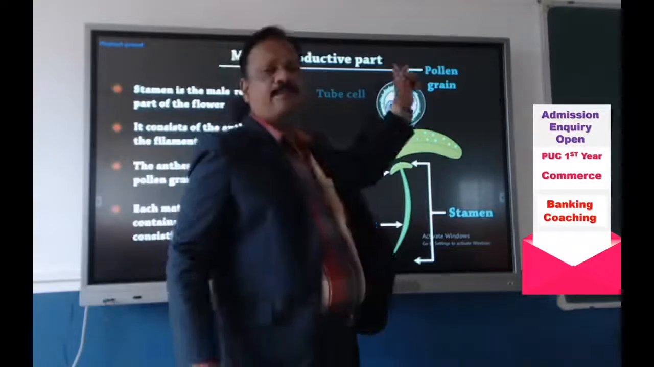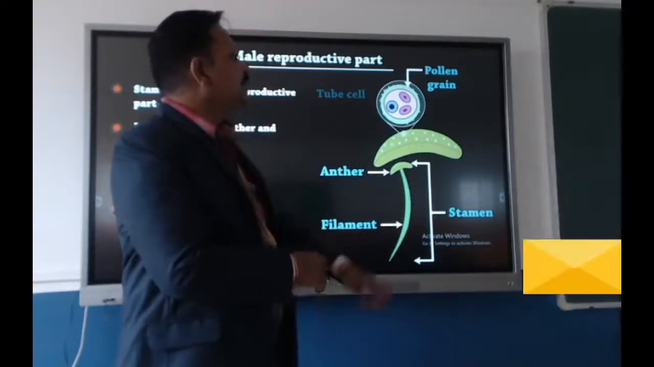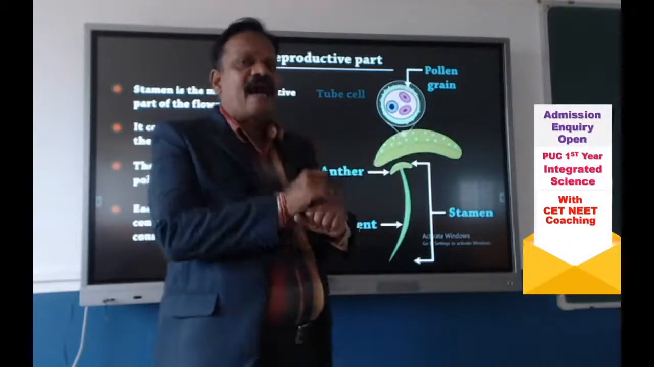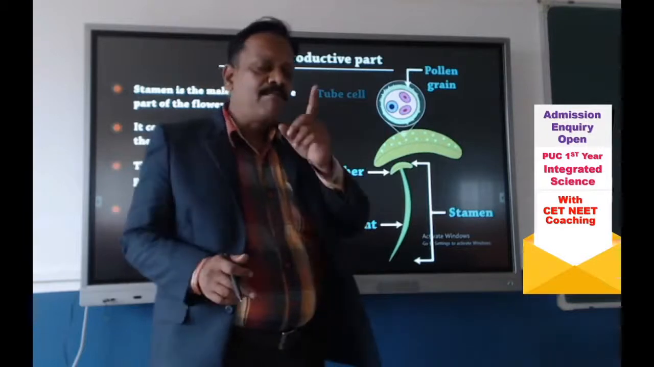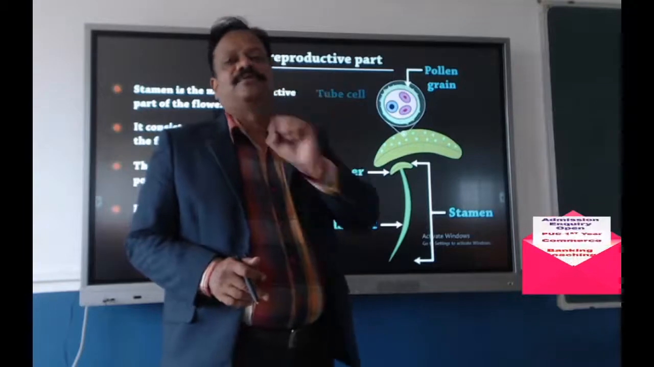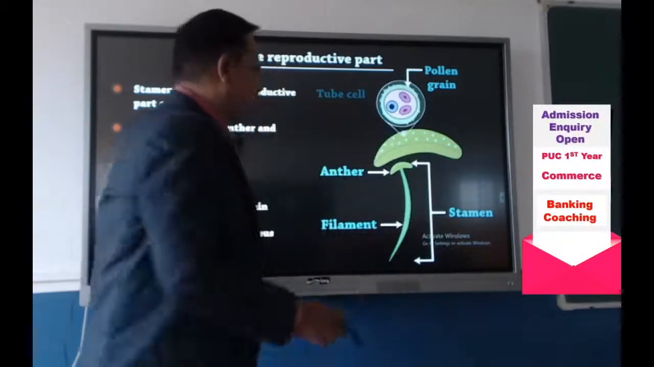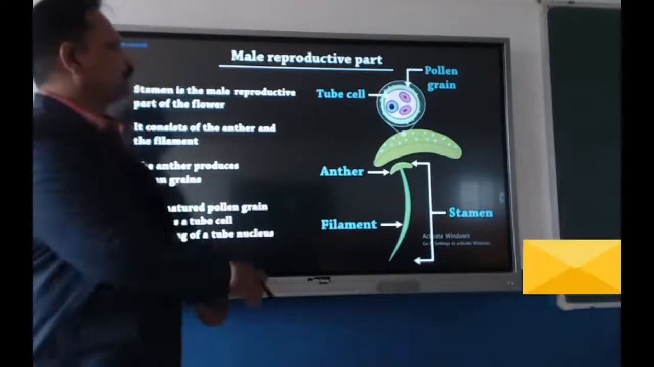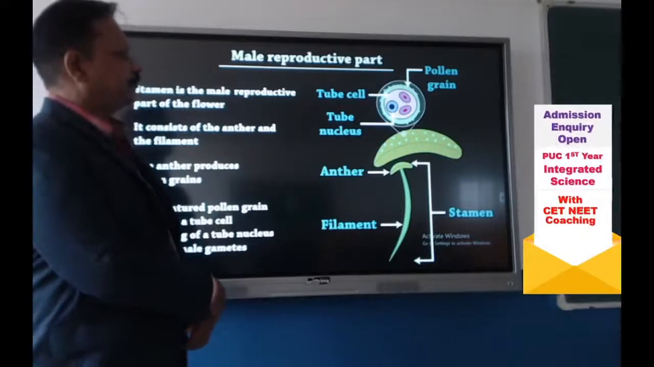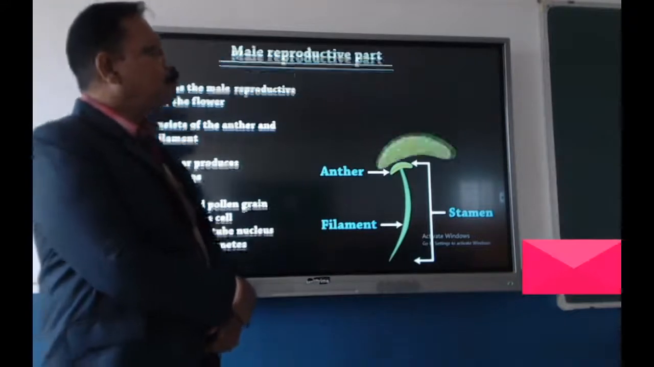Now each pollen grain, if you take and observe under a microscope, you can see the pollen grain along with two nuclei. Two nuclei are present. Those are the male reproductive parts, or you may say the male sperms. So in this way, you are observing the two nuclei. Just see. Tube cell, tube nucleus. Two male gametes. And these are two male gametes.